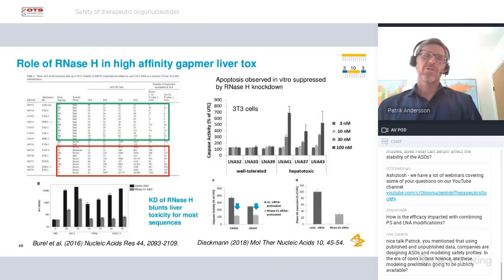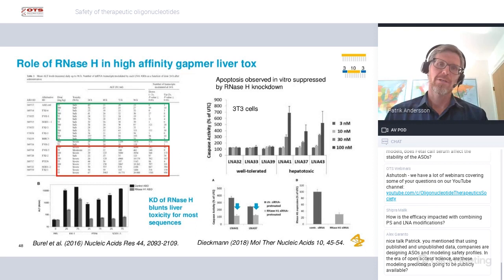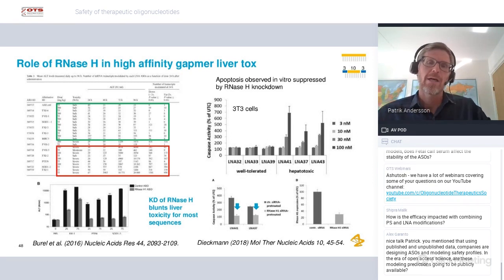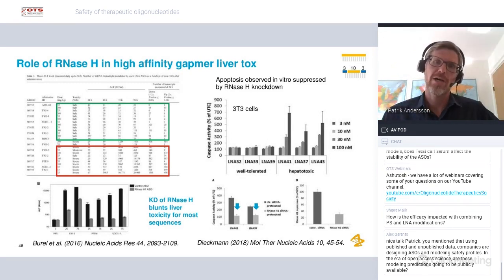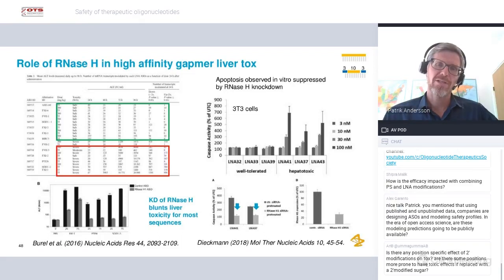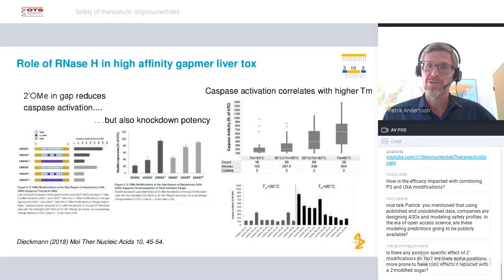Role of RNase H, i.e. the effector enzyme in gapmers. There have been several experiments here where RNase H had been knocked out, and they've also assessed the number of transcripts being affected. And this one is from Sebastian Burrell and also from Martin Dieckmann, Ionis and Roche, where they look at the number of transcripts. Safe ASOs have fewer transcripts affected, toxic ones have more transcripts affected. And when you knock down the RNase H, you actually remove the toxicity. So this would indicate that RNase H-dependent off-target effects could be a mechanism.